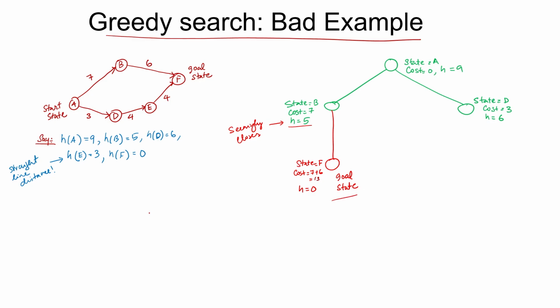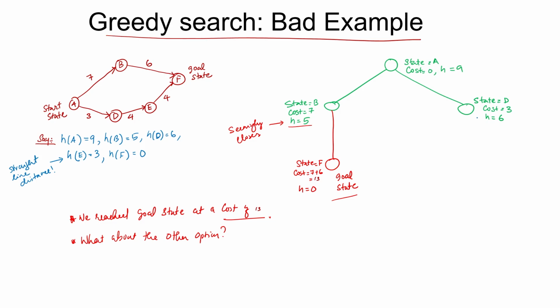So, we reached goal state at a cost of 13. Now, let us think about what about the other option or other path. So, if we look into that, let us expand that.